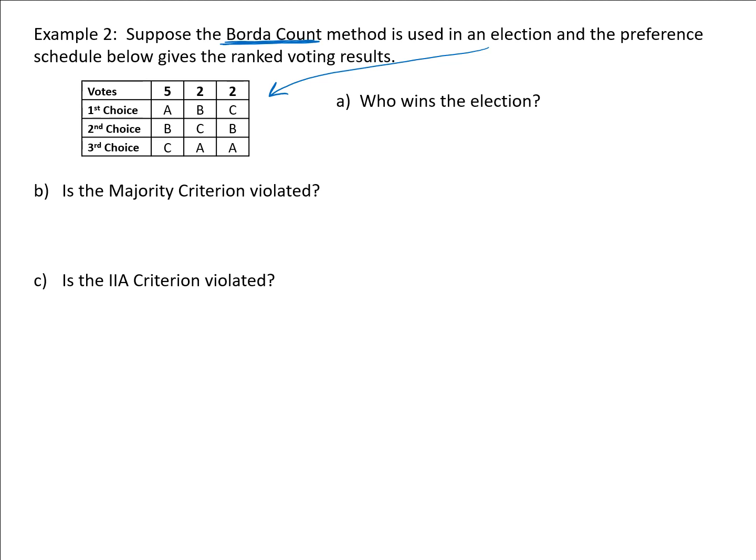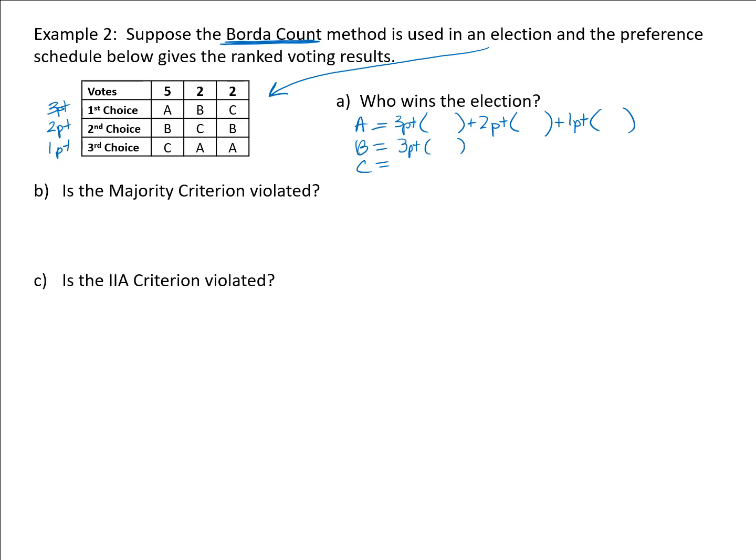Now, Borda count is the point system, so we need to calculate points for all three candidates. Because there's three candidates, that means there's three choices. Remember, however many choices you have is the highest point value. So first choice would get 3 points, second choice would get 2 points, and third choice would get 1 point. So I would be multiplying 3 points by how many first choice votes they get, 2 points by how many second choice votes they get, and 1 point for every third choice vote they get. I'm going to do this for each candidate.